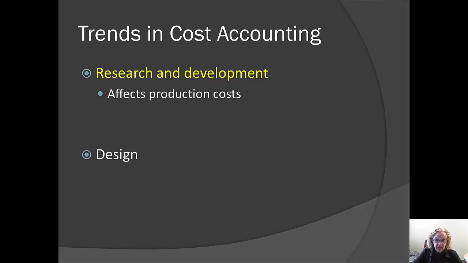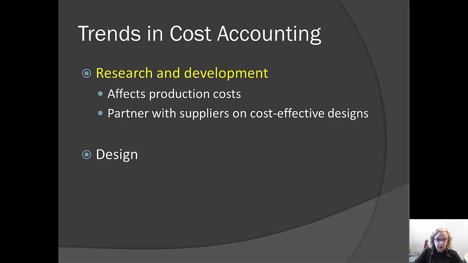Obviously, it's a lot easier to sell products that have a very attractive price and meet our customers' needs in some unique and wonderful way. One way to accomplish this would be to partner with suppliers on cost-effective designs. That way, the firm can make sure that it uses its resources wisely.